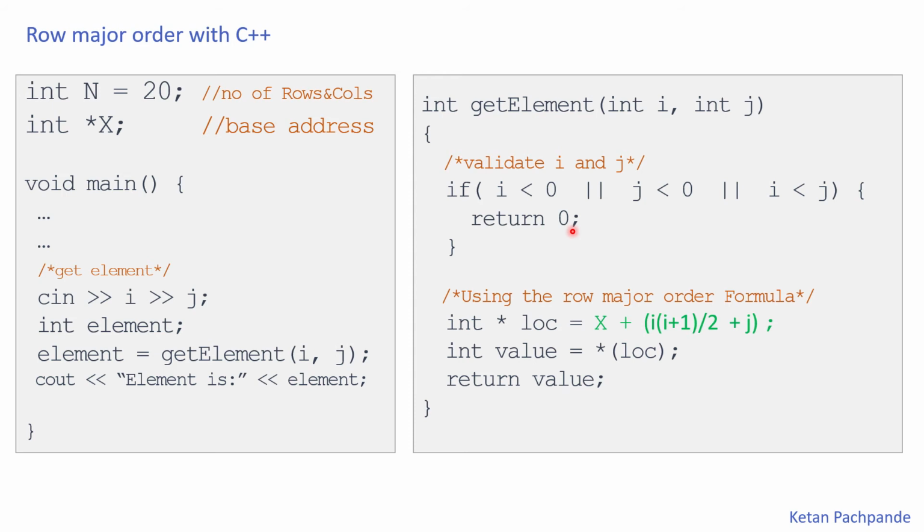But if it is on or below the principal diagonal, then we will calculate the number of elements, add it to the base address, get the location, and the value at that location is our interested value, and return the value. And finally, I give the user, here is your element, this particular value.